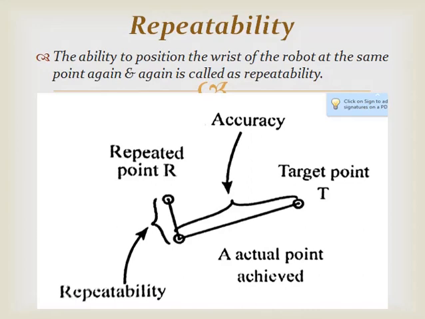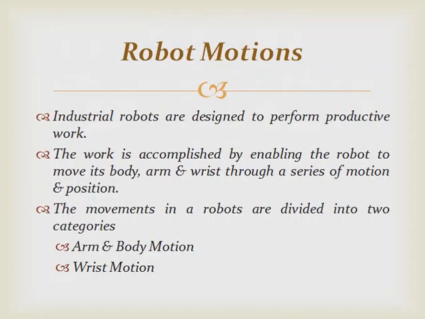The third parameter is repeatability. As the name indicates, the ability to position the wrist of the robot at the same point again and again is called repeatability. The ability to position the wrist of the robot at the same point again and again, the same thing happening each time, is considered repeatability.